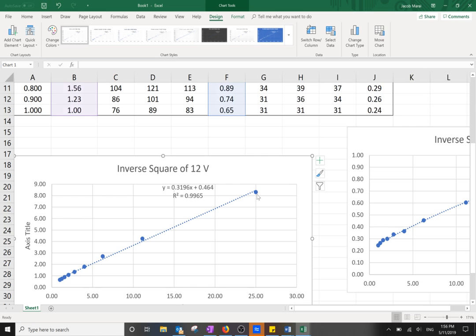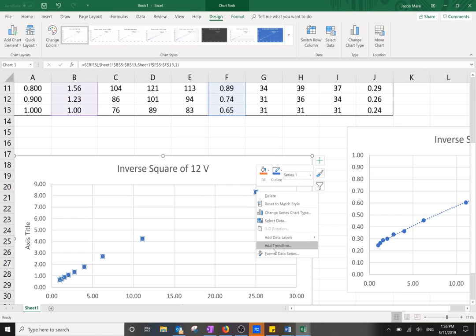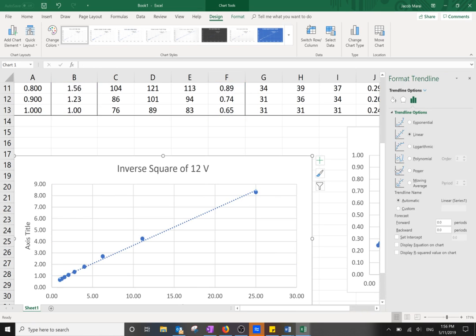Right click on your data, and go add trend line. If you delete it, right click, add trend line, and you're going to select linear, and then the bottom 2 boxes you're going to tick.